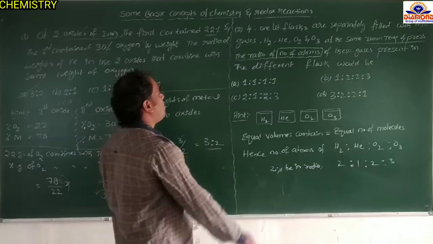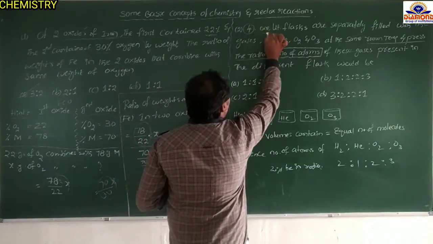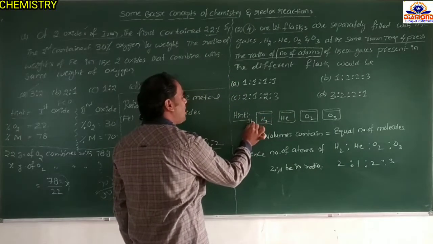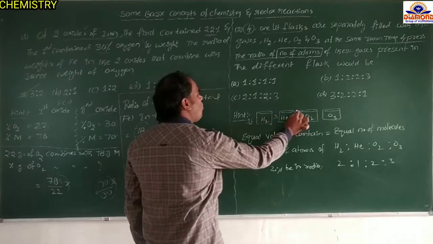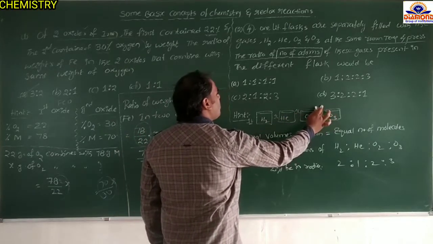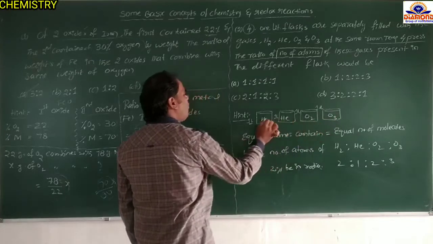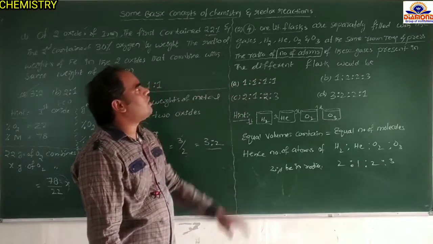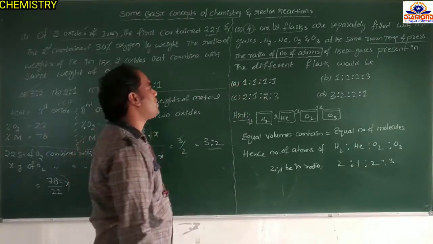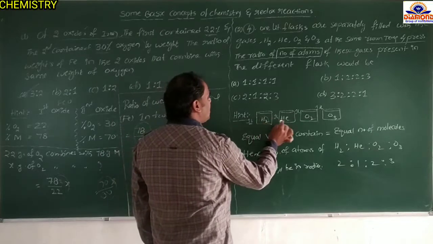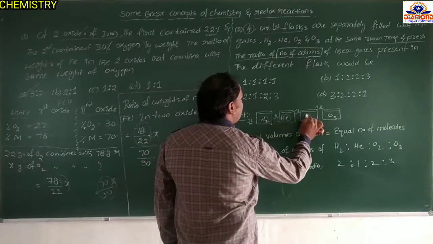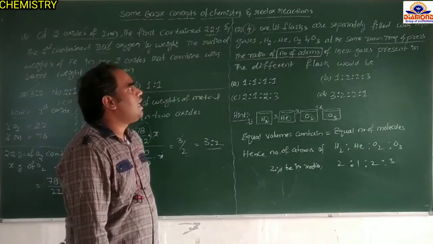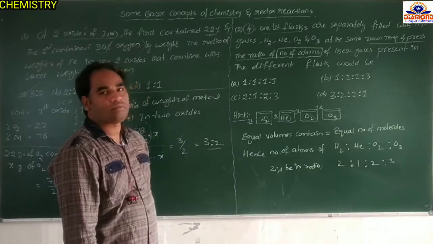So here first the question is for 1 liter flask. The volume of this flask is 1 liter. 1 liter, 1 liter, 1 liter. So 1, 2, 3, 4, 4 flasks. So volume of these 4 flasks is 1 liter each, separately filled with hydrogen gas, helium gas, oxygen and ozone at the same room temperature and pressure.